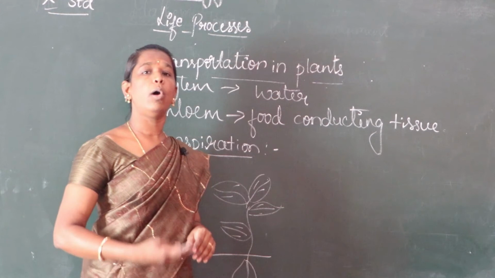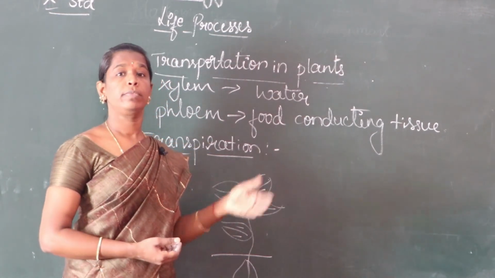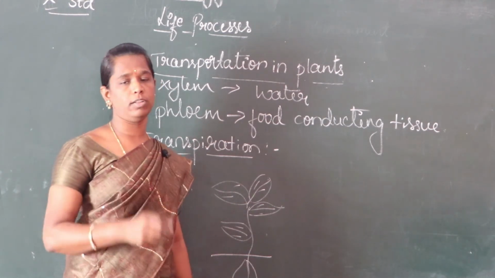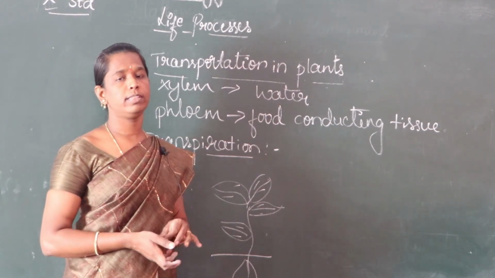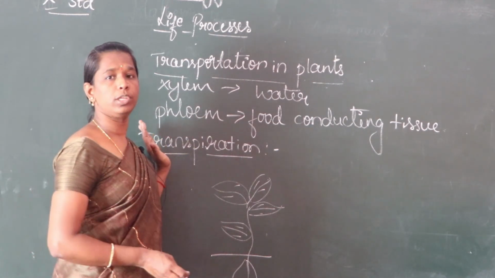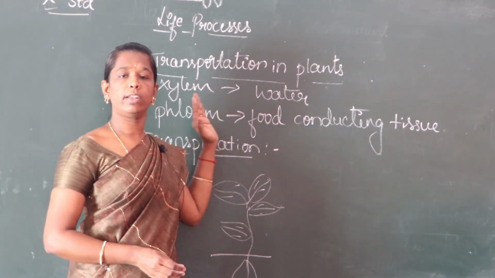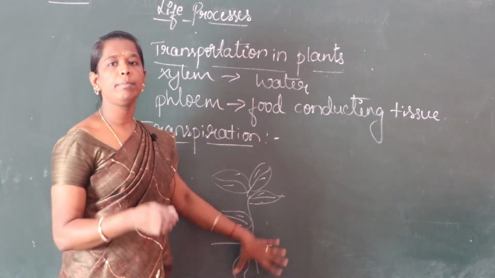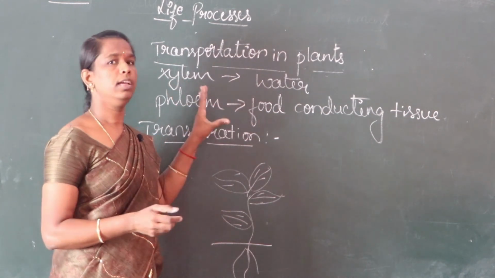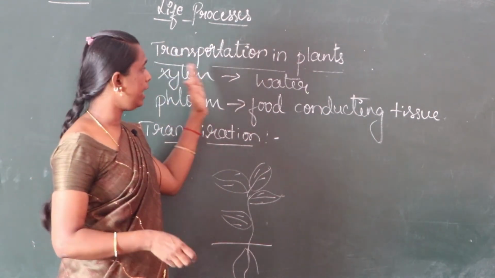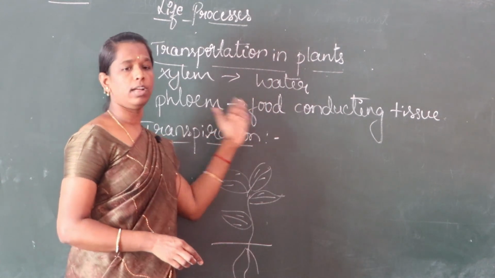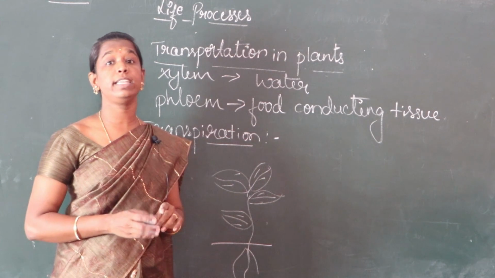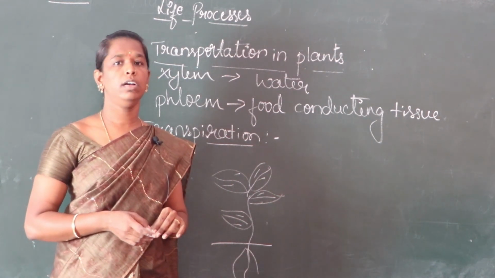Transport also occurs in plants, not only in human beings. In humans we have a particular organ, usually the heart, which helps to circulate the blood. Likewise in plants, xylem and phloem tissues help in transportation of water and also food. Children, next class we will learn about excretion in human beings and also plants.